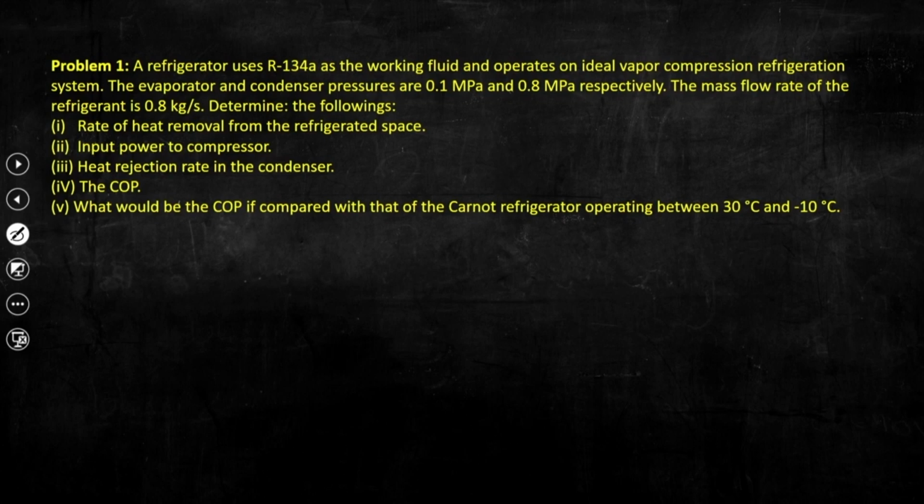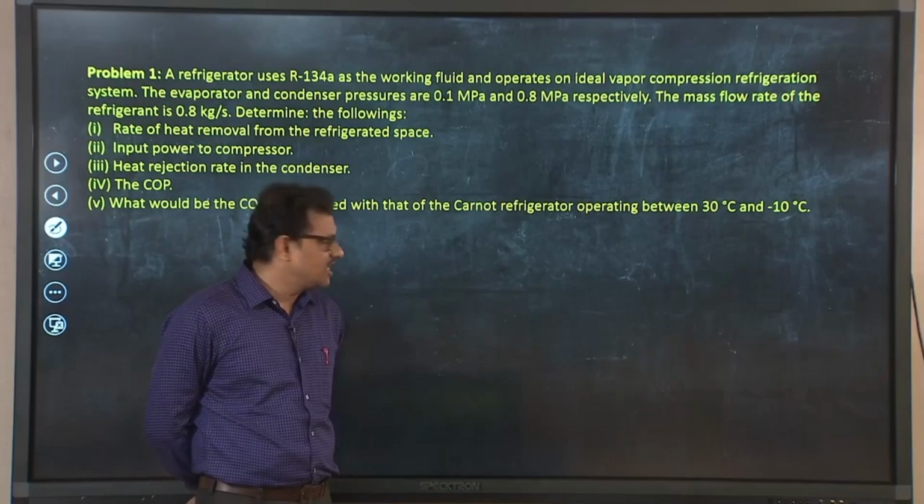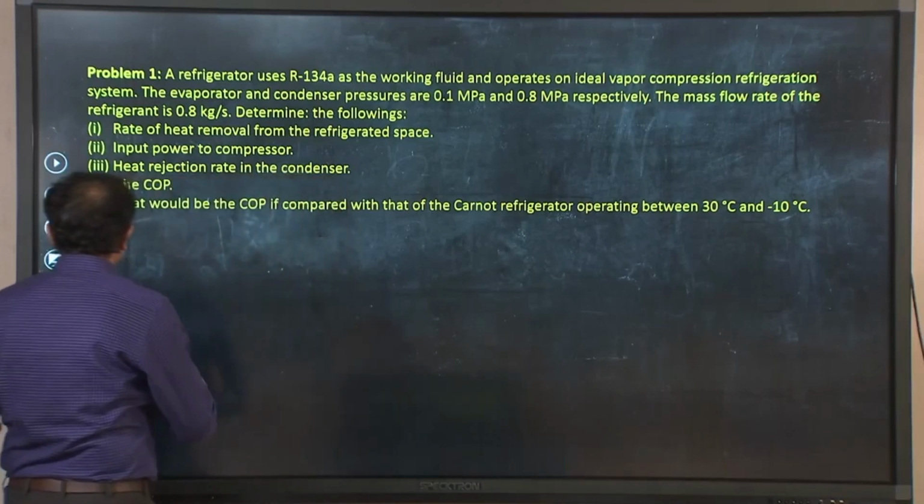Determine the following: rate of heat removal from the refrigerated space, input power to the compressor, heat rejection rate in the condenser, and the COP. What would be the COP if compared with that of the Carnot refrigerator operating between the temperature limits, that is 30 degree Celsius and minus 10 degree Celsius? So, you can understand minus 10 degree Celsius is the temperature of the evaporator, and 30 degree Celsius is the condenser temperature. So, basically what we need to do?